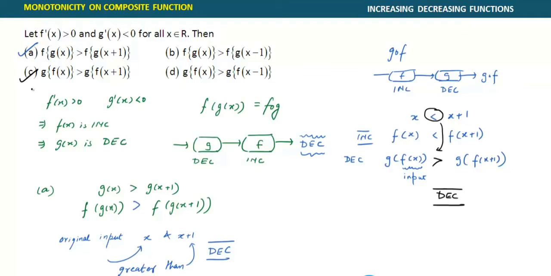Yes, this is the other decreasing machine, where at a smaller input you are getting a larger value. So A and C are the options which are correct in this particular case. I hope the problem is clear.